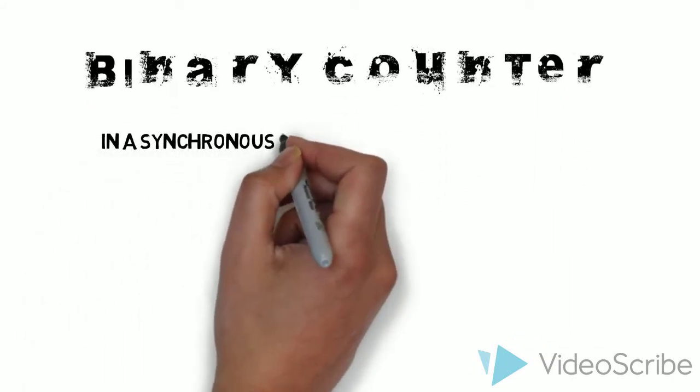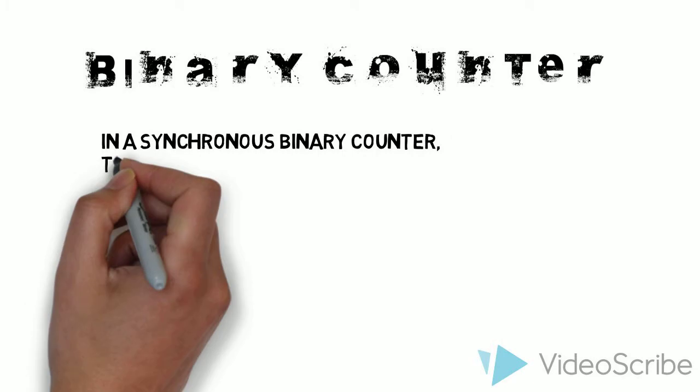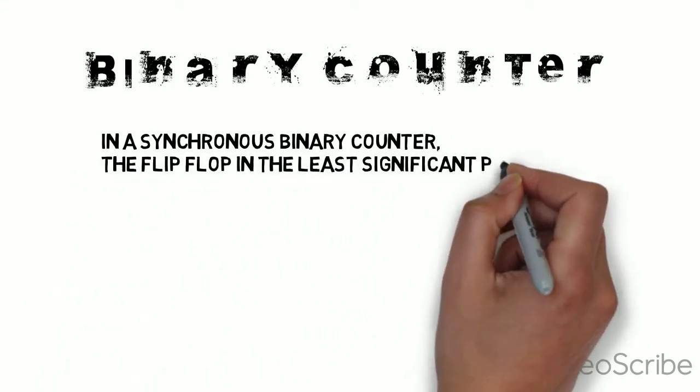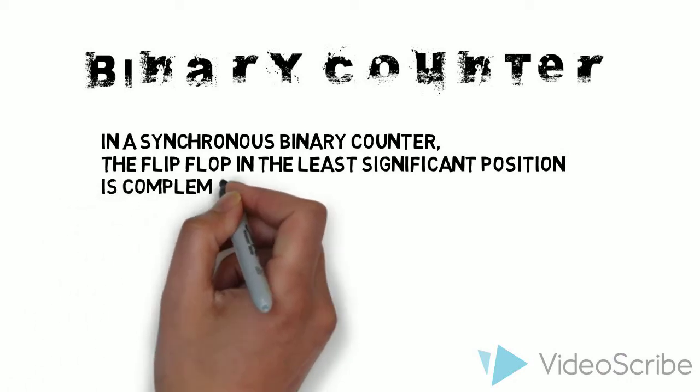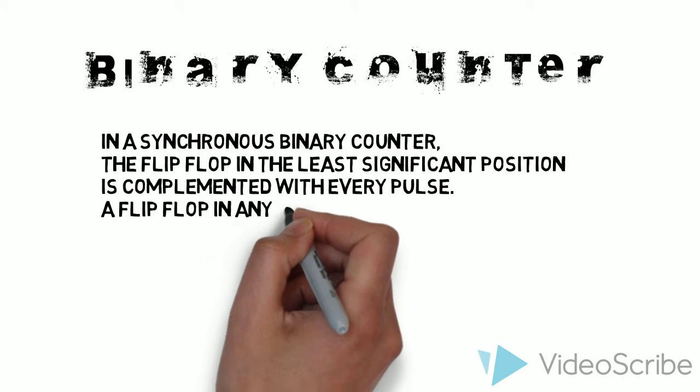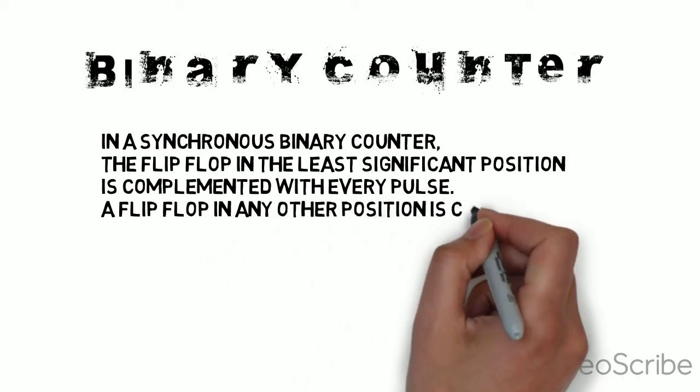In a synchronous binary counter, the flip-flop in the least significant position is complemented with every pulse. A flip-flop in any other position is complemented when all the bits in the lower significant positions are equal to 1. Synchronous binary counters have a regular pattern and can be constructed with complementing flip-flops and gates.